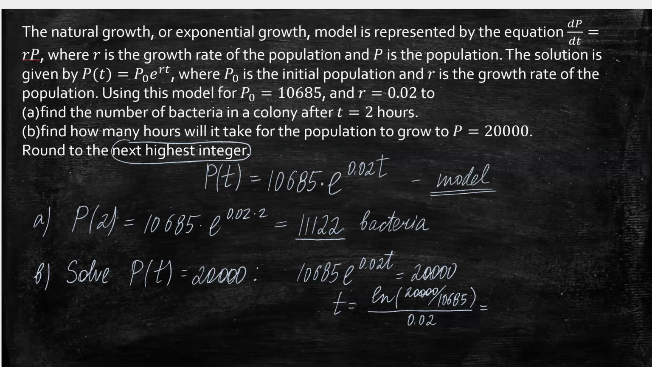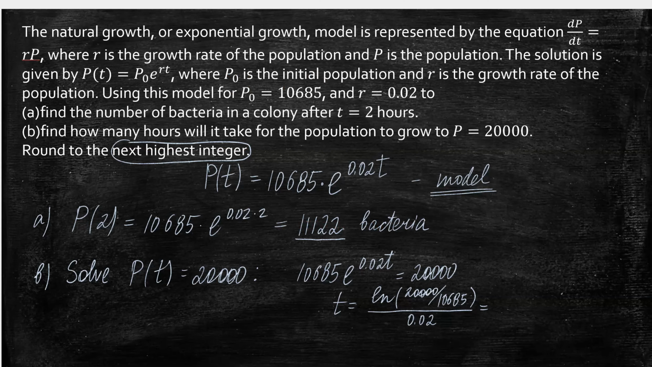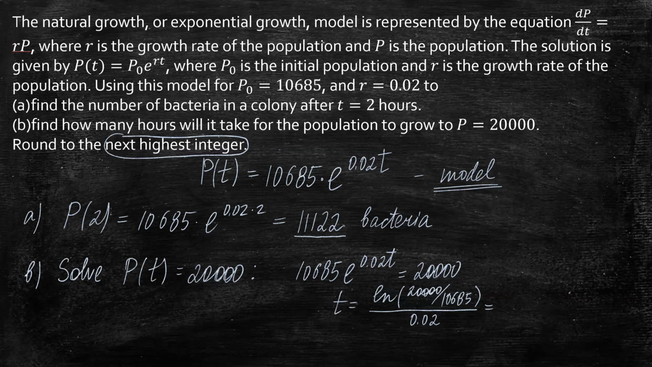Did I say 31.3? 31.3. But we have to round up to the nearest integer, so the answer will be 32. And what are the units here? T is measured in hours, so it will take 32 hours to grow this much.